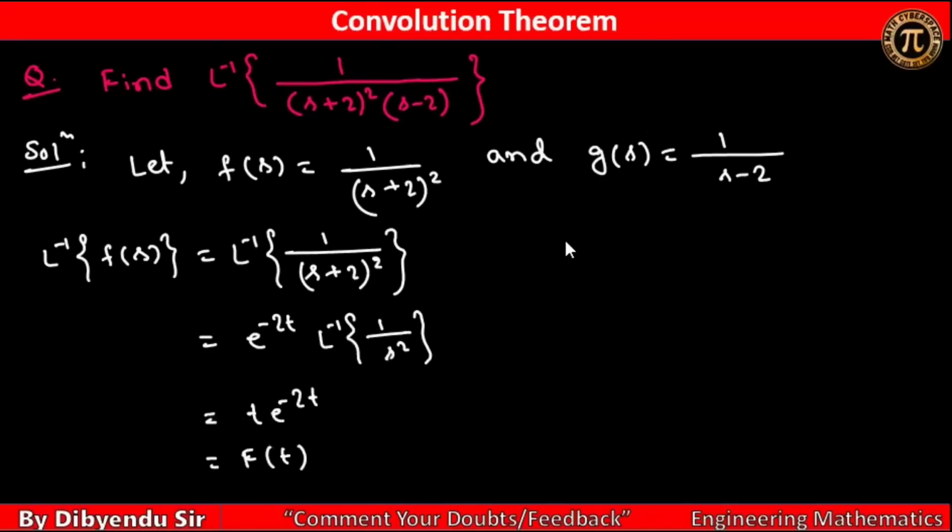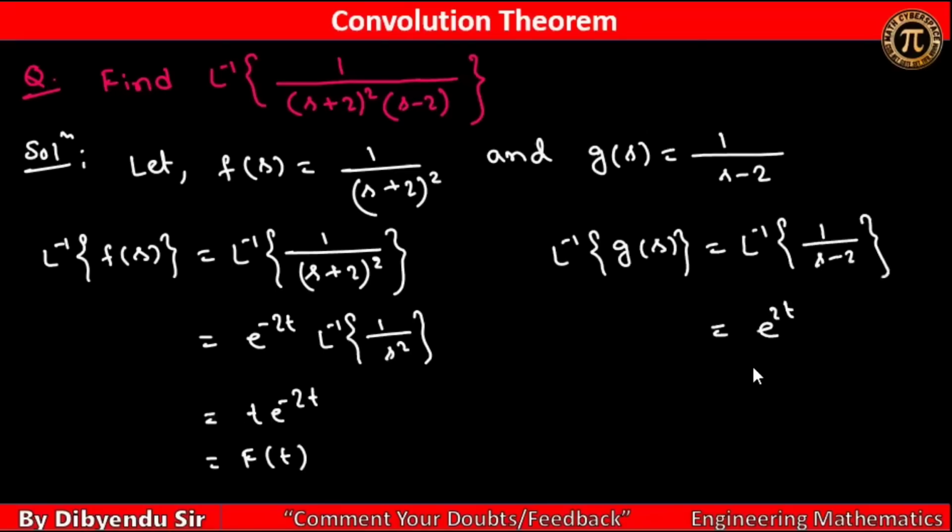Similarly, calculate the Laplace inverse of G(s). This is equal to Laplace inverse of 1 by (s minus 2), and this is equal to e to the power 2t, which is g(t). So your f(t) is t e to the power minus 2t and g(t) is e to the power 2t. You have to find the Laplace inverse of the product of F(s) and G(s).